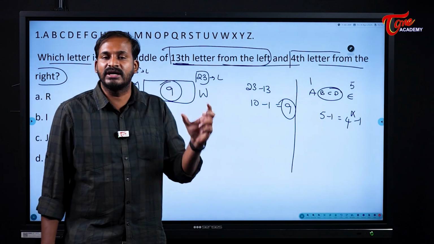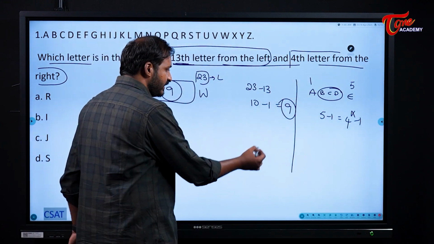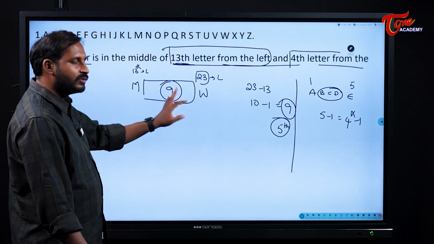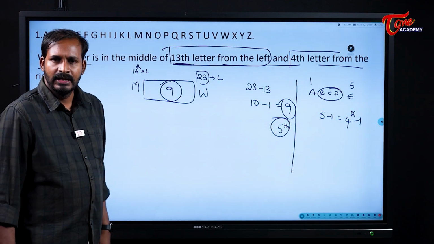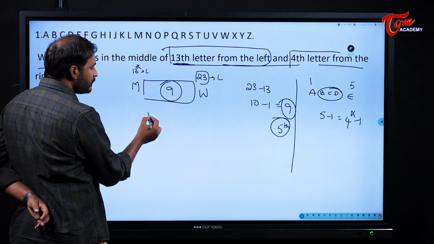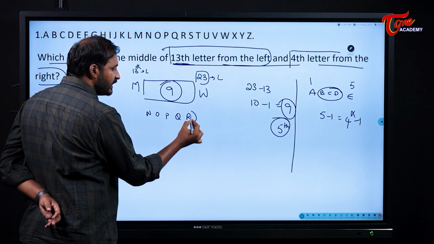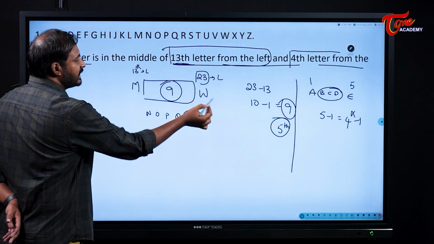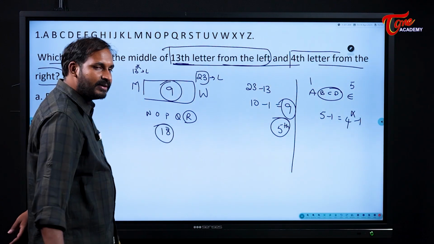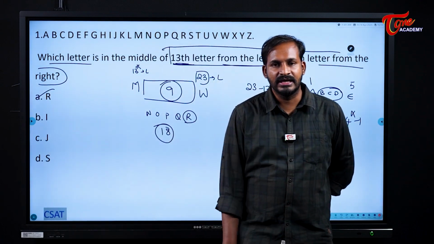So in 9 letters, what is the middle letter? The fifth letter will be the middle letter. So from M you can count the fifth letter. Very simple. Plus 5 you can do, or else you can count it: M, N, O, P, Q, R. What is the fifth letter? R. Or else you can add 13 plus 5, which is 18. The 18th alphabet is R. So our answer here becomes R.